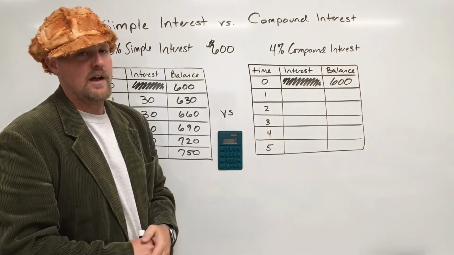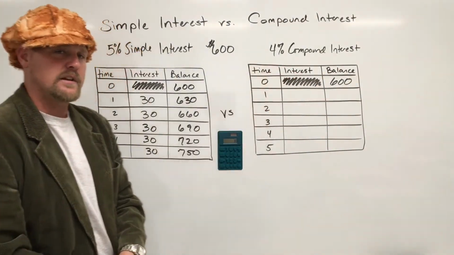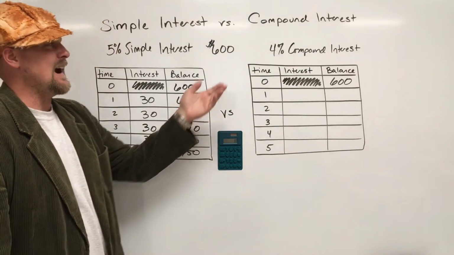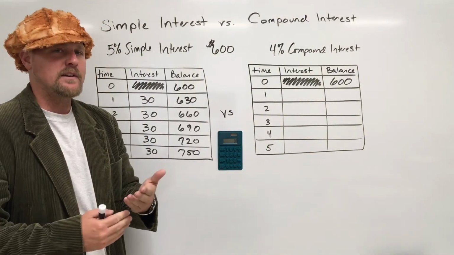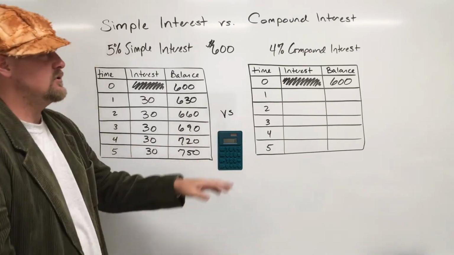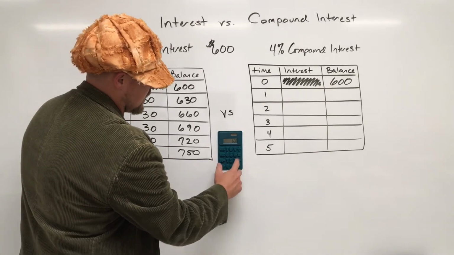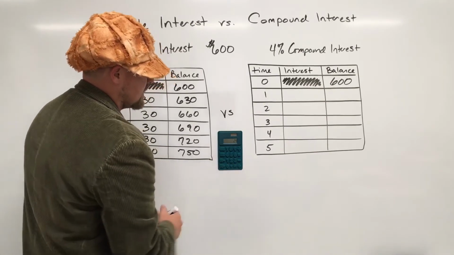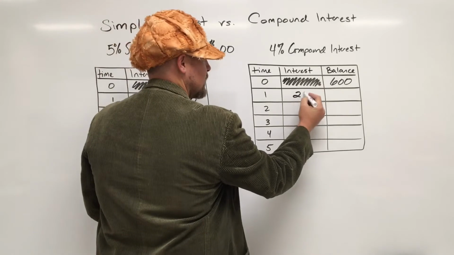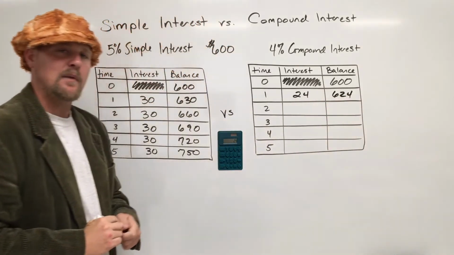Now we look at compound interest. We're going to deposit $600 earning 4% compounded interest. Well, I like to say the phrase compound interest is interest on the interest gained. So you take 4% of your $600, 600 times 0.04 is equal to $24 for that first year. So that's $624 in the account my first year.